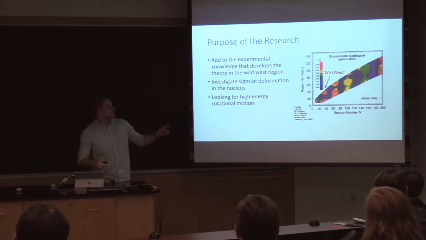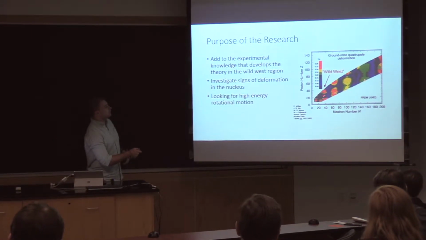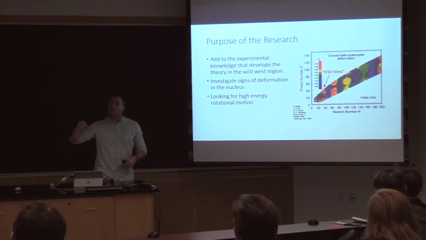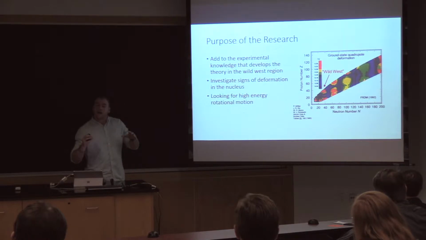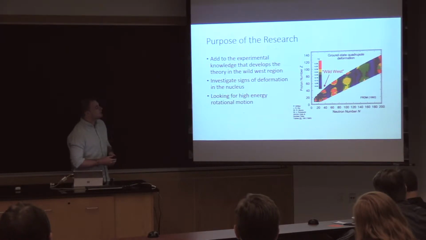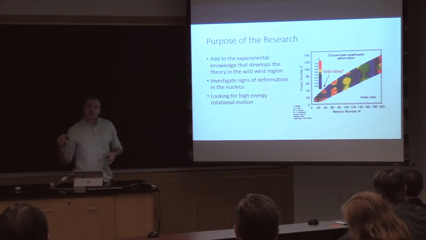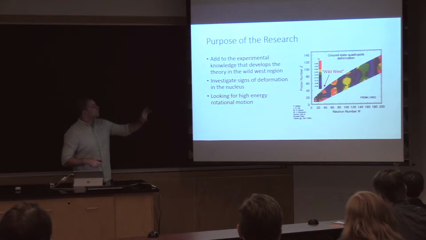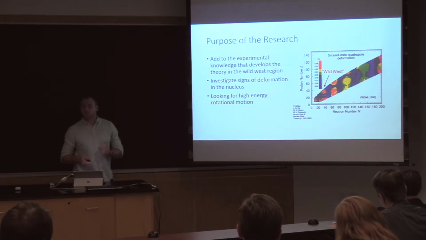If you look on the image to your right, the Wild West region is down here, and this is a purely theoretical graph. So the purpose of this research is to help develop this region of the graph. As we can see, the deformation versus non-deformation changes very rapidly in this region. Warmer colors represent highly deformed nuclei, while cooler colors represent not deformed nuclei.